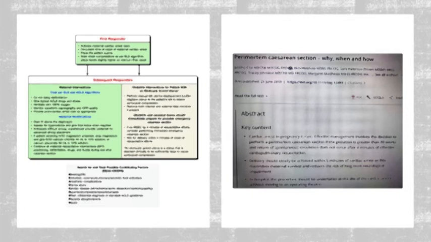So this diagram basically says that the maternal interventions are the same according to BLS and ACLS algorithms. The drugs given are the same doses. The obstetric interventions that are changed are left uterine displacement and then the perimortem cesarean section.